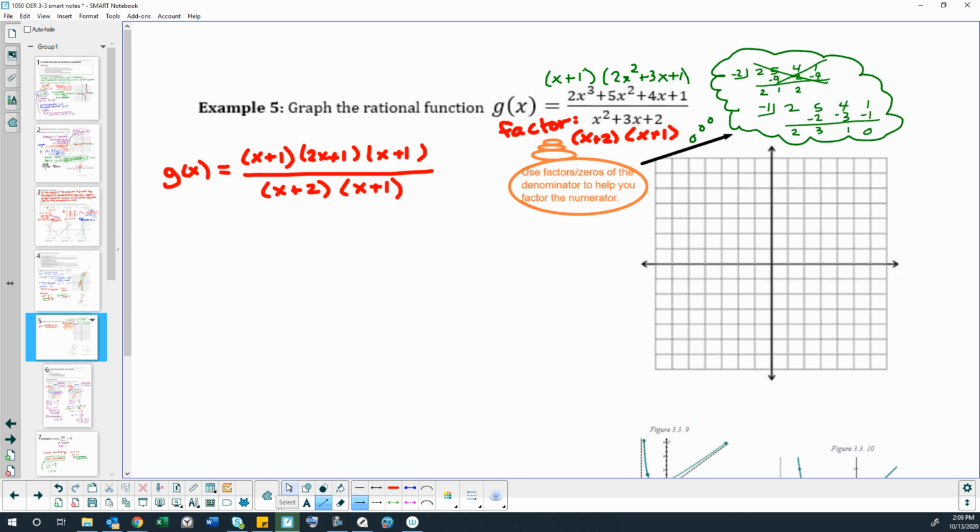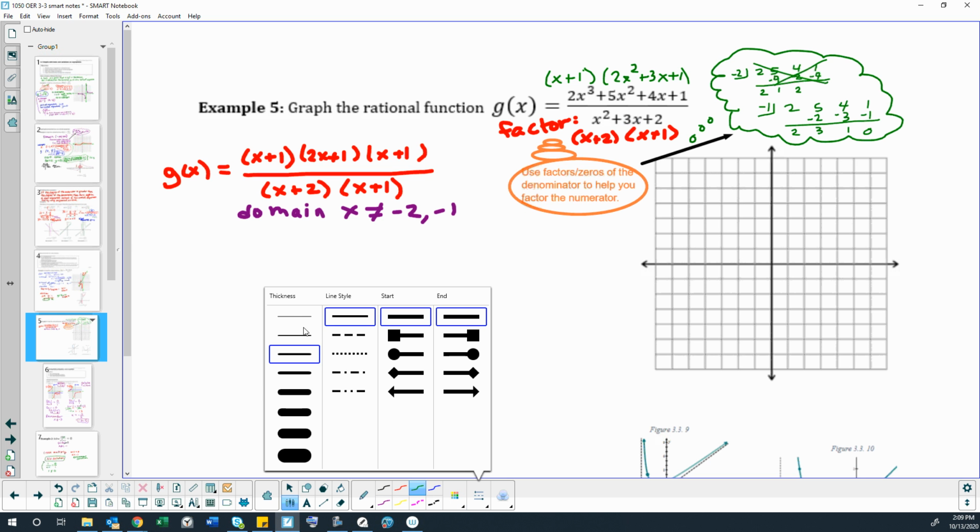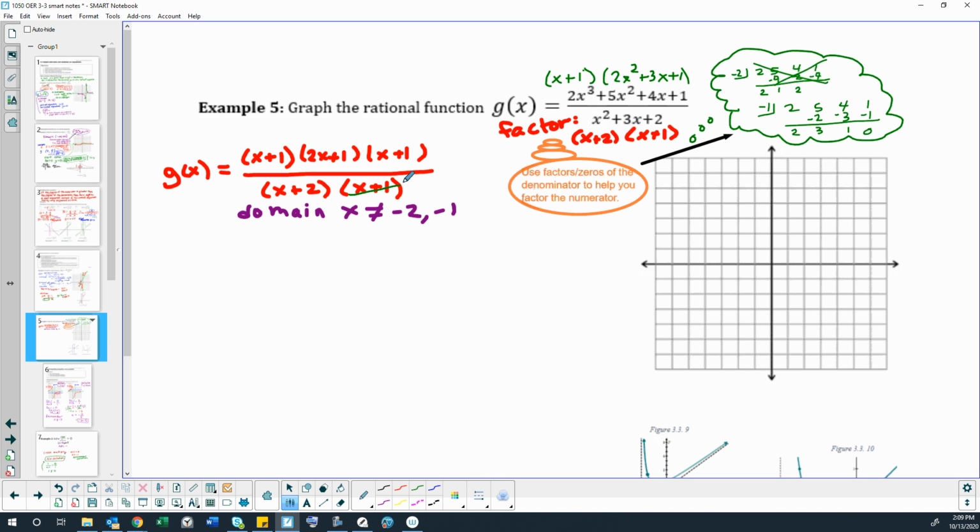Alright, next step is we're going to go ahead and find domain. So our domain from our denominator here is that x cannot equal -2 or -1, right? Then, knowing that, we can cancel one of these, and that leaves us with this reduced function.